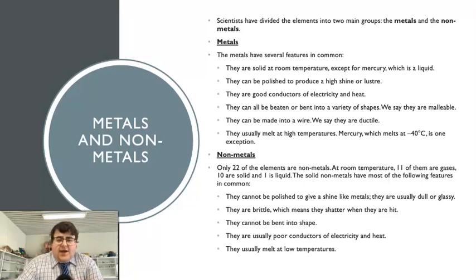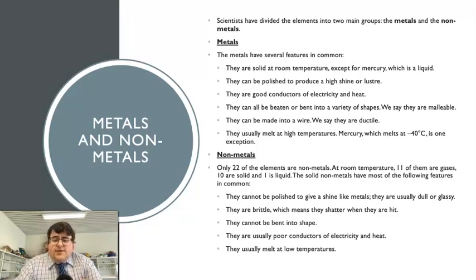The non-metals, on the other hand, there's 22 of these elements that are non-metals, and at room temperature, 11 of those are gases, 10 of those are solid, and 1 of them is a liquid. The solid non-metals have most of the following features in common: they cannot be polished, so they're not shiny like the metals. They're very dull or glassy. They're very brittle, so if you hit them, they will break. They can't be bent into shape. Whatever shape you find them in, that's what they're in, unless you force it, and again, it will probably break.